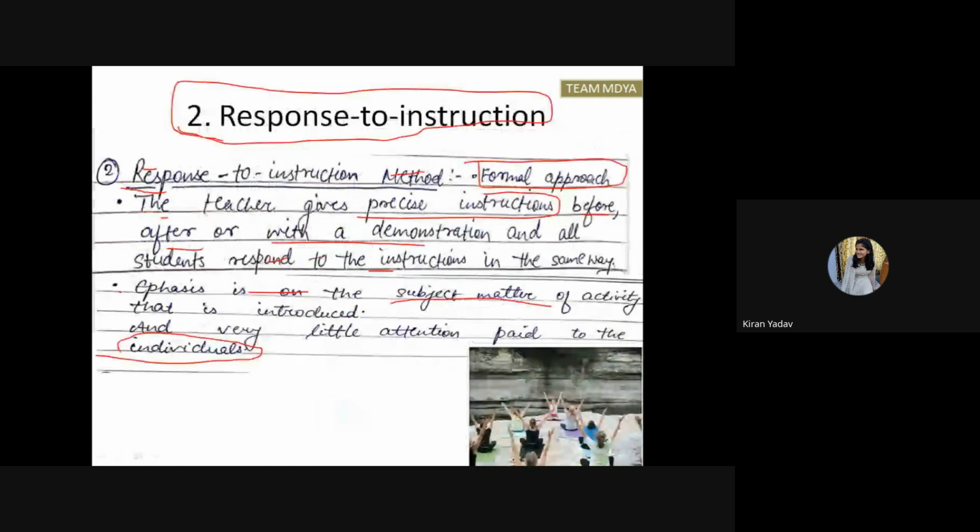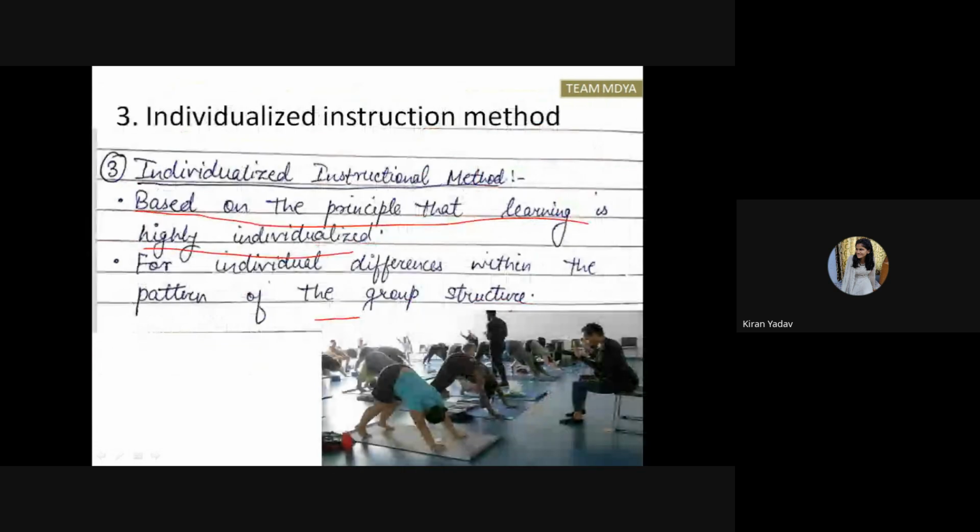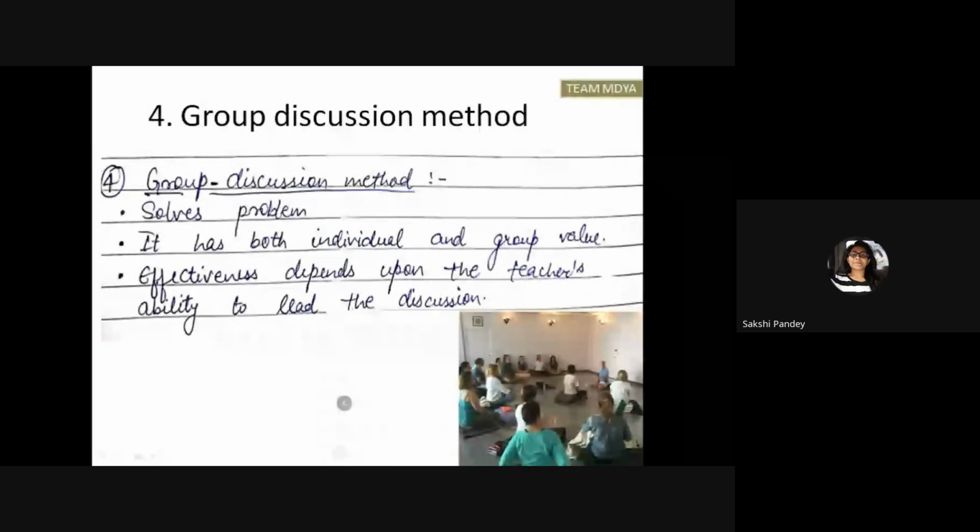Is it clear? Response to instruction and individualized instruction method. Yes, ma'am. Okay. Next is the group discussion method. The group discussion method solves problems. It has both individual and group value.